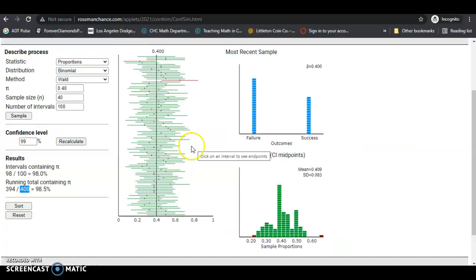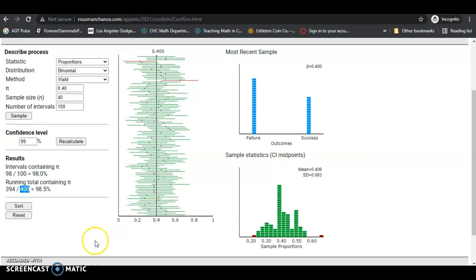Through the simulation, we can create any number of confidence intervals that we want and see how well they capture the unknown population parameter. But in reality, when you do a statistical study, you collect your sample data, and then from your sample data you construct your interval. In reality, you're only really going to construct one interval.